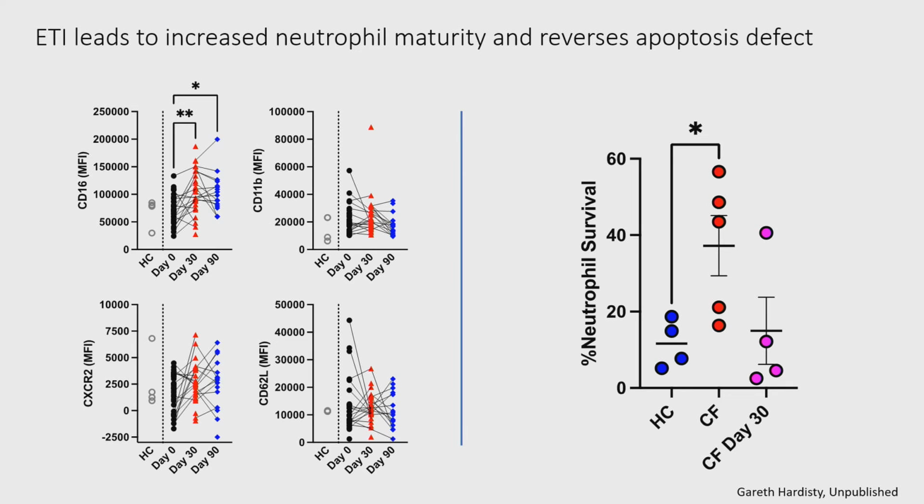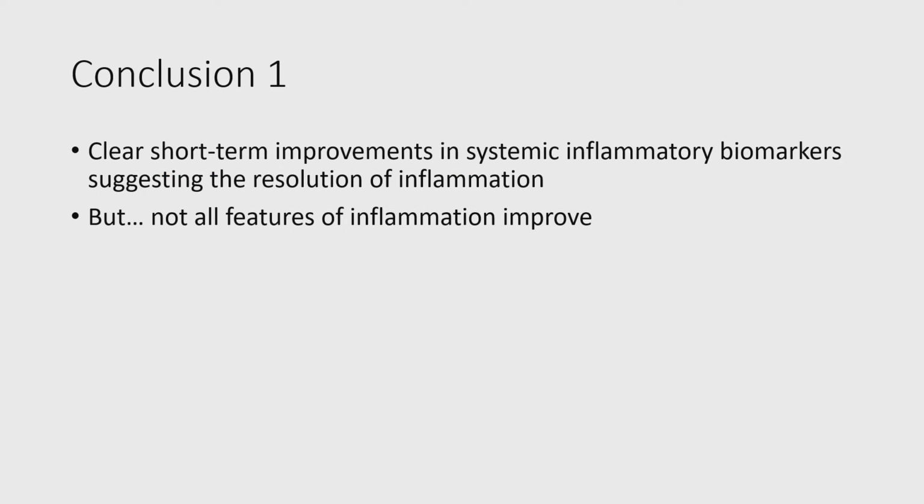So these patients had elevated neutrophil or prolonged neutrophil survival, and we reversed that with ETI. This is in a small group of patients, but I think it shows the concept. So the conclusion from this very small first part is that we show a clear short-term improvement in systemic inflammatory biomarkers, suggesting that there's a degree of resolution of inflammation.